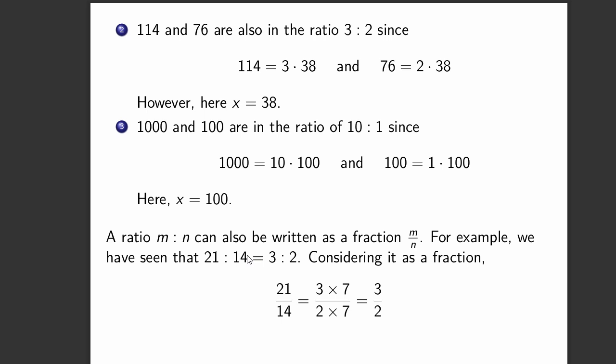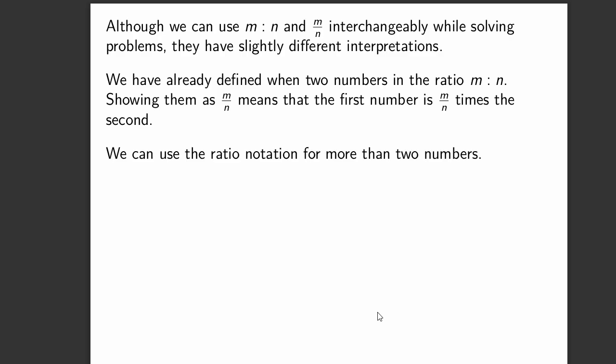But when we write that as a fraction 3 over 2, we mean that the first number is 3 over 2 times the second number 14, and as you can see over here, 3 over 2 is basically 1.5, and 21 is 1.5 times 14. So that is a little bit of a difference between the two. All right, but while solving problems, it will not bother us much. We can use them interchangeably.